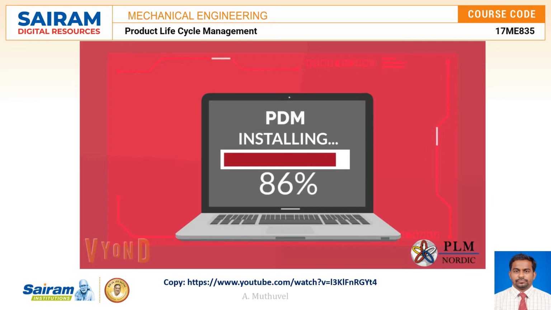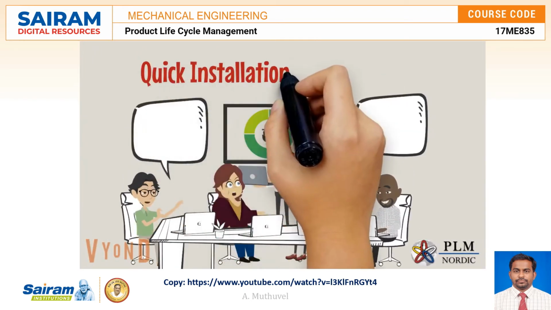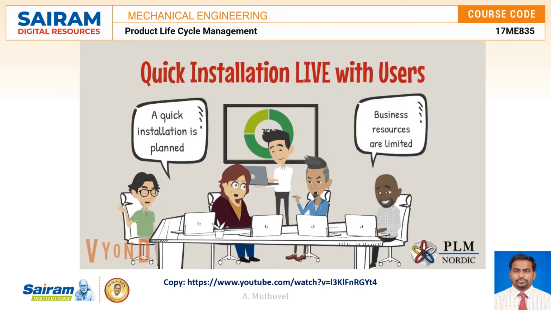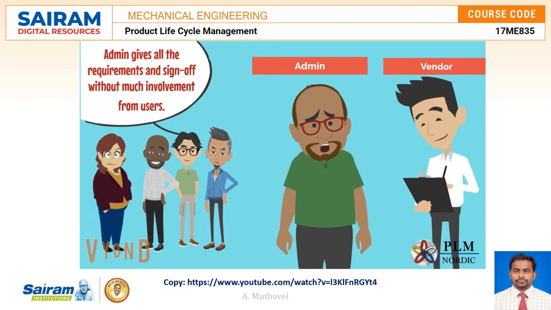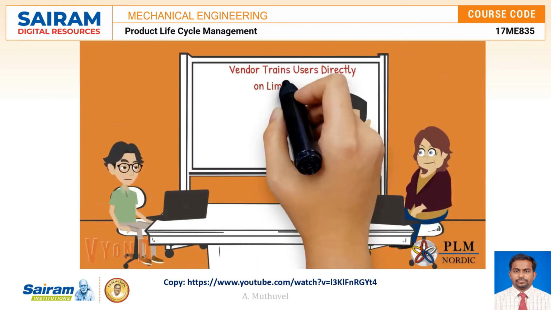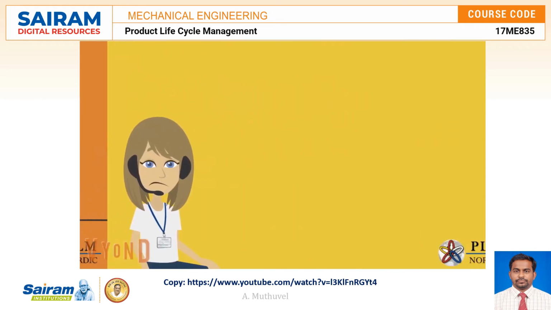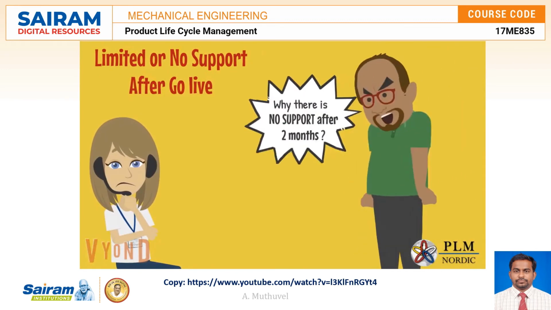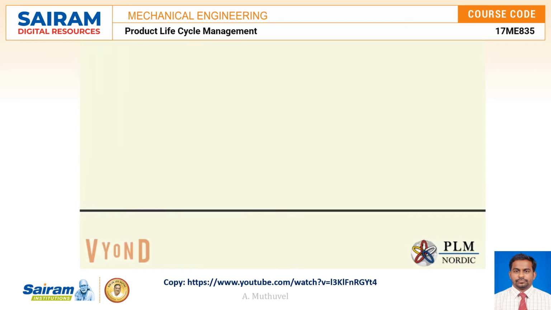A quick PDM is fast and easy to install without much implementation cost. A quick installation is planned with live users on system in 1 to 2 weeks. Business resources are limited. Admin gives all the requirements and sign off without much involvement from users. Vendors train users directly on limited modules. There is very limited or no support after go live. Now let's see how PLM implementation works.